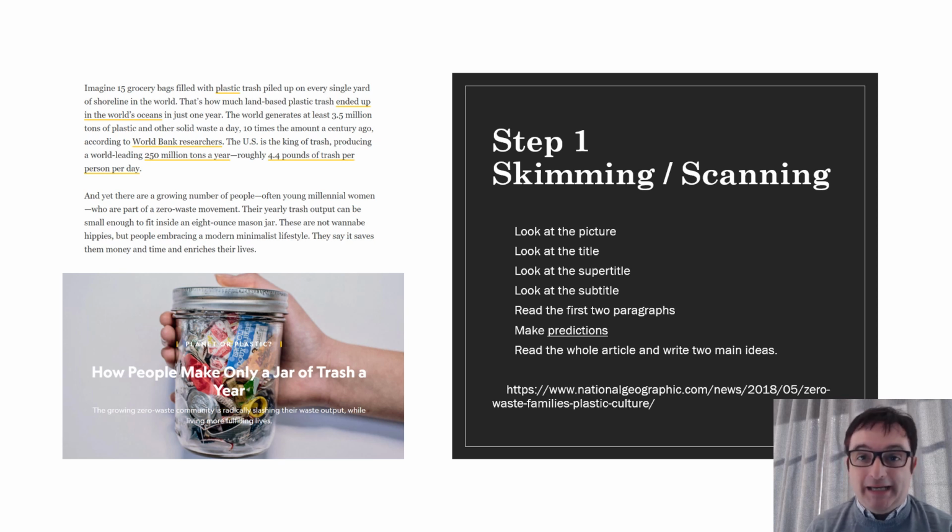Skimming and scanning mean to look very quickly and get the general idea or the gist of what the article is about. We do this by looking at the pictures, looking at the title, the supertitle, words above the title, and the subtitle, any words underneath the title. Next, we look at the first 2 or 3 paragraphs.